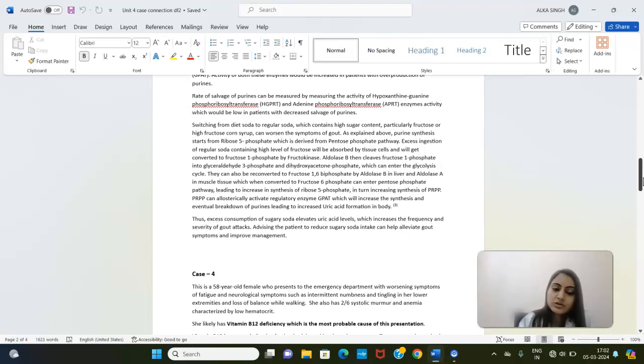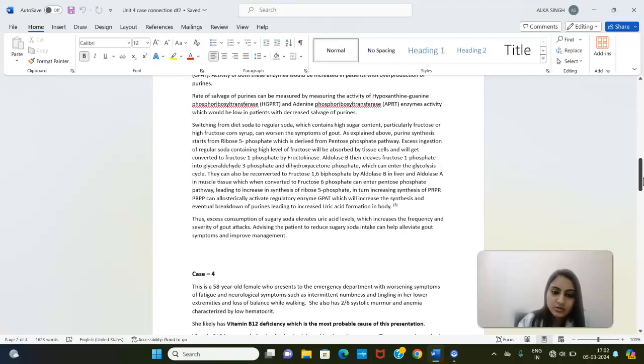Switching from diet soda to regular soda, which contains high sugar content, particularly fructose or high fructose corn syrup, can worsen the symptoms of gout. An explanation: purine synthesis starts from ribose 5-phosphate, which is derived from the pentose phosphate pathway.